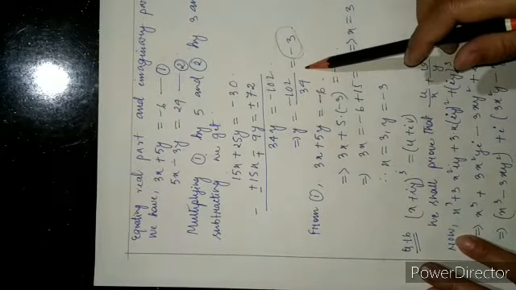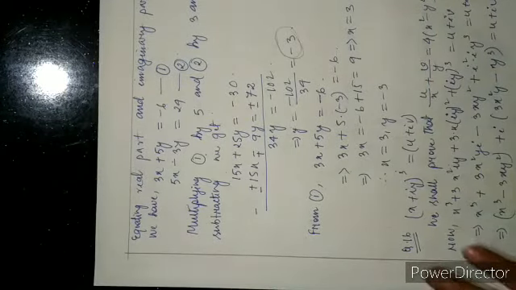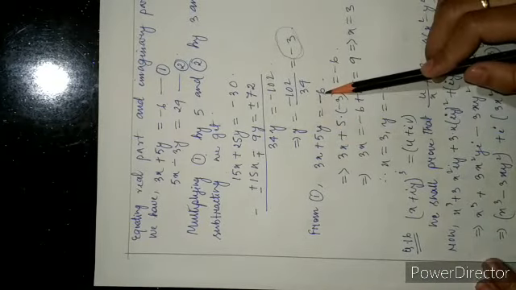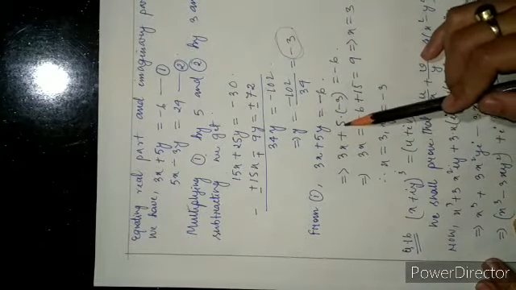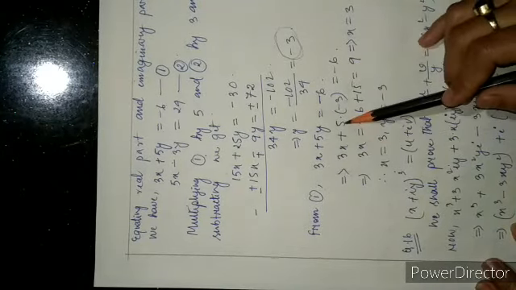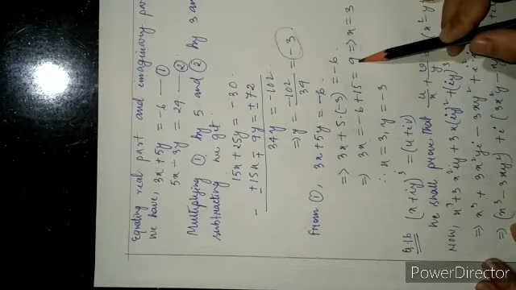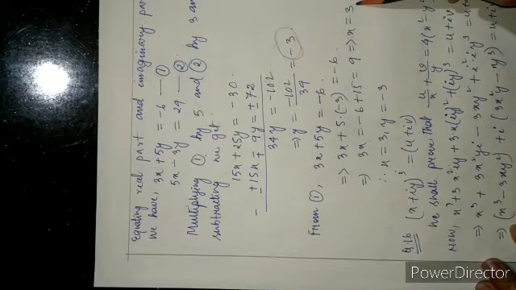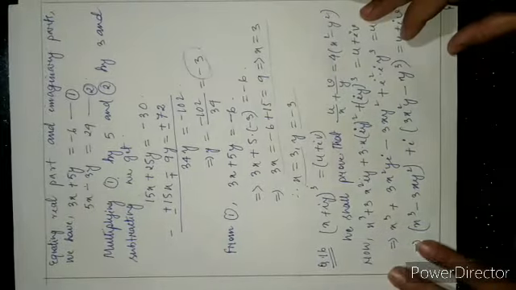Then by putting this value of y in either equation number 1 or equation number 2. Taking equation 1, 3x plus 5y is equal to minus 6, which implies that 3x plus 5 into minus 3 is equal to minus 6. 3x minus 15 is equal to minus 6, so minus 6 plus 15 is equal to 9, which implies that the value of x is equal to 3. So the value of x is 3 and the value of y is minus 3.